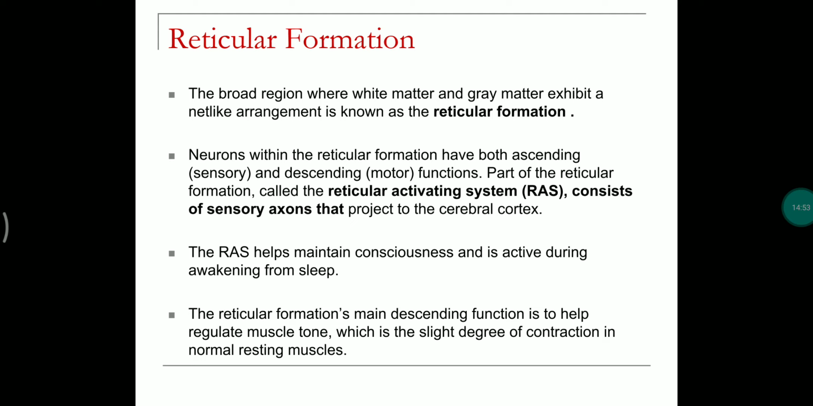The reticular formation, or the reticular activating system, consists of sensory axons that project to the cerebral cortex. It mainly helps in the maintenance of consciousness, and it is active during awakening from sleep. The reticular formation's main descending function is to help regulate muscle tone.